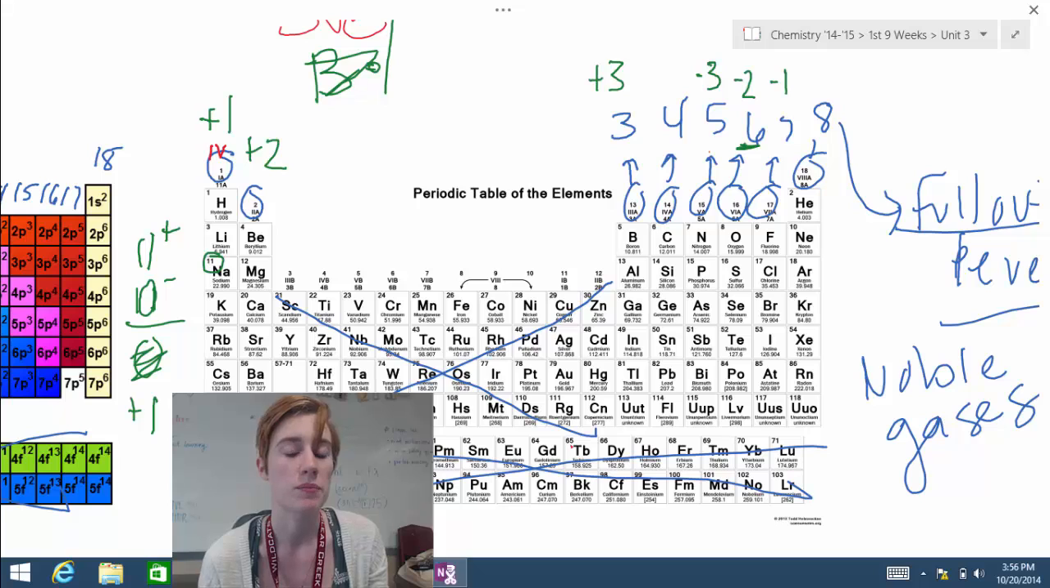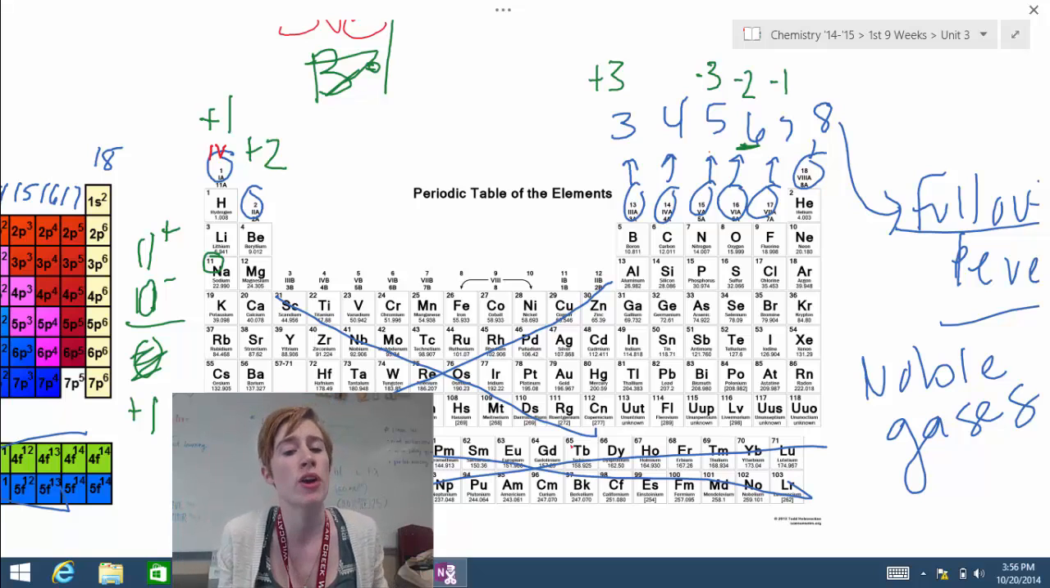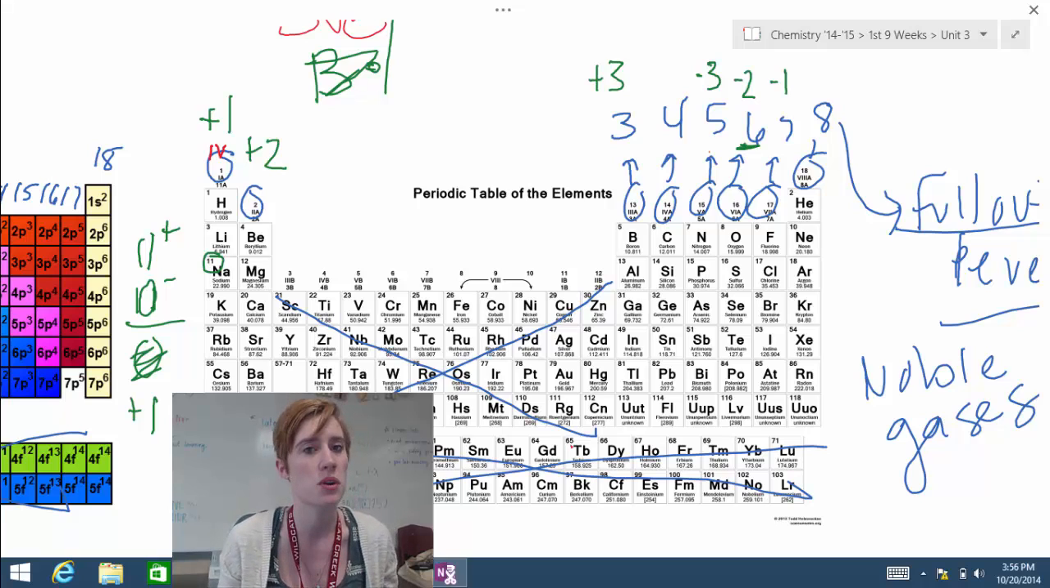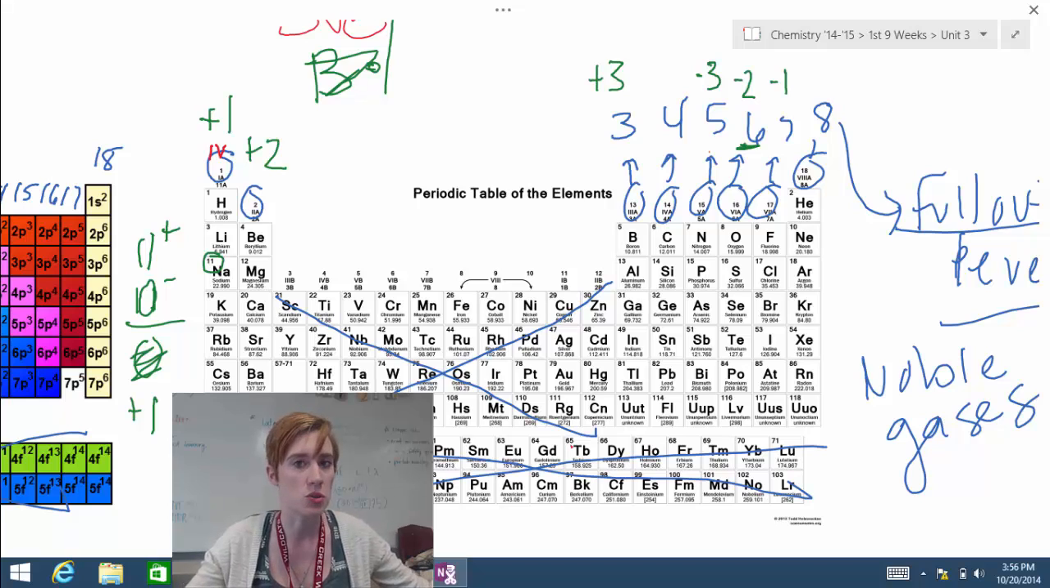Group 14 are the weirdos. I love weirdos. Group 14 happens to be my favorite group because weirdos are super cool. Group 14 has 4 valence electrons. They're halfway in the middle. They're just like, what do I do? Do I steal 4 to get 8 or do I lose 4 to get 0?